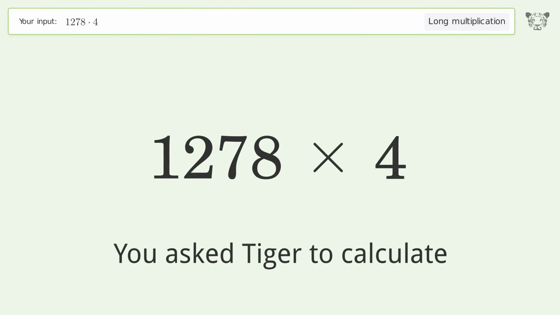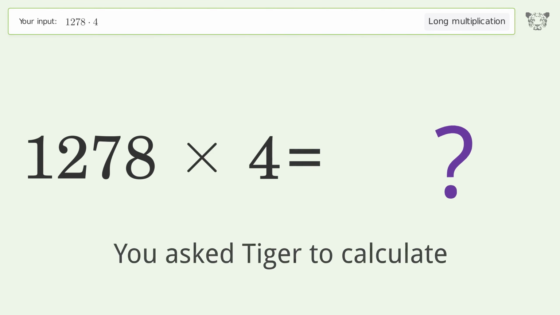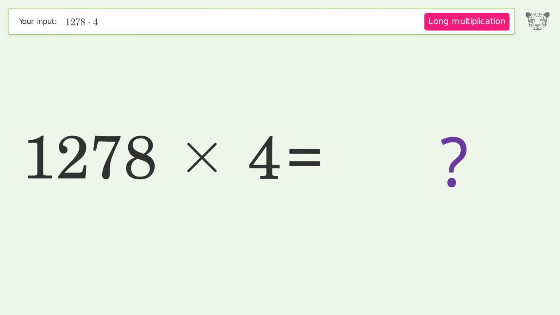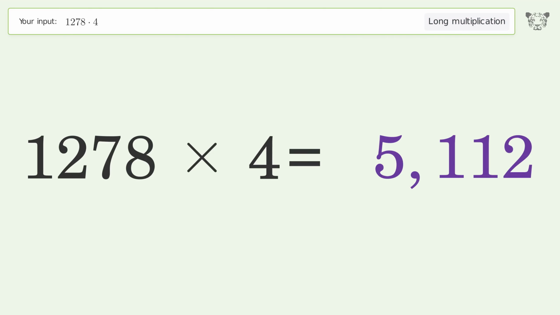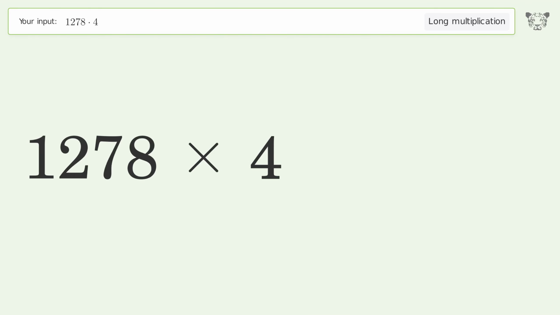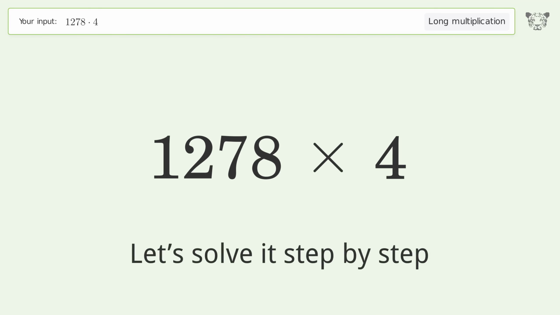You ask Tiger to calculate. This deals with long multiplication. The final result is 5,112. Let's solve it step by step.